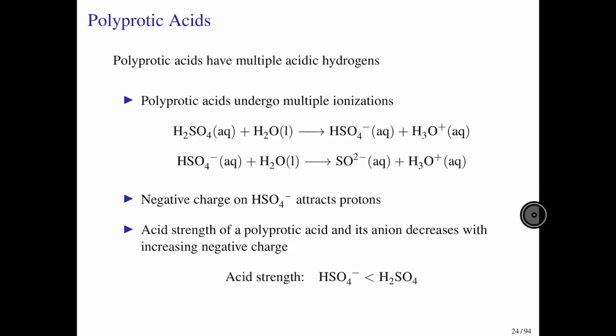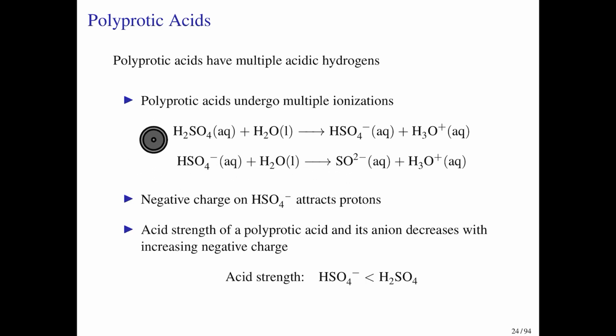We also have a rule for polyprotic acids, and so these are acids that have more than one acidic proton. For example, sulfuric acid has 2 acidic protons, and you can imagine there are 2 ionization reactions for it. So in this first ionization reaction, 1 proton is donated away, giving us the hydrogen sulfate ion. This anion can also donate a proton away. And I have a little typo here. This should be SO4 2 minus, the sulfate ion.